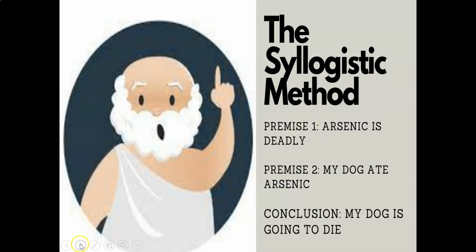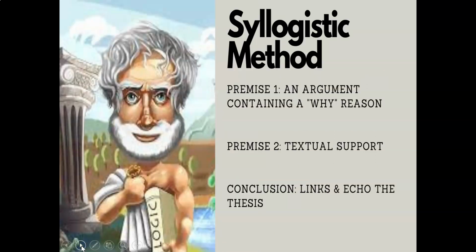So if we take that template of the syllogistic method and turn it into a template for the purposes of writing synthesis, this is how we go. And this is the same template for argument, persuasion, research as well. The first premise is going to be an argument containing a why reason. To keep the centrality of the argument, I have my students take 3 sentences to articulate this. So a why reason. So think about the introductions. We don't state why, we just state the thesis. Now we got to get into the whys. So that's going to be 3 sentences, and I'll model that for you a few times.